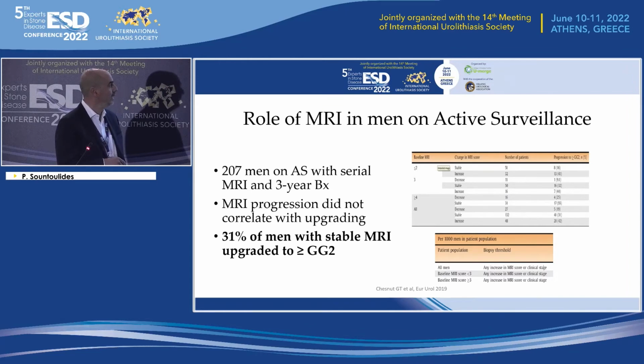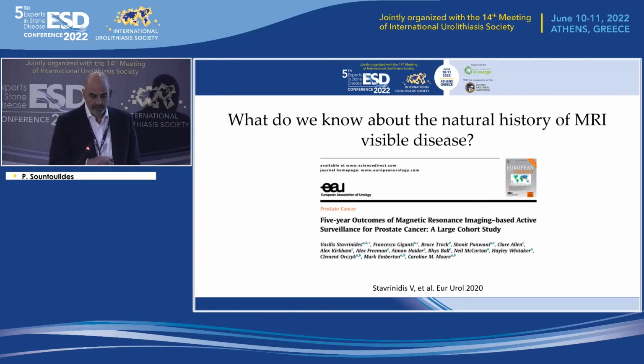And in those cases who haven't had a biopsy, the patient will still remain on active surveillance as low risk, whereas actually he was intermediate risk. Again, is MRI helpful in discriminating between visible and non-visible disease?